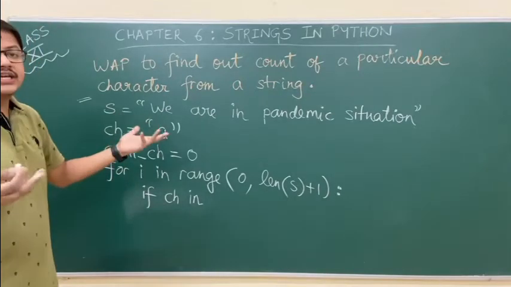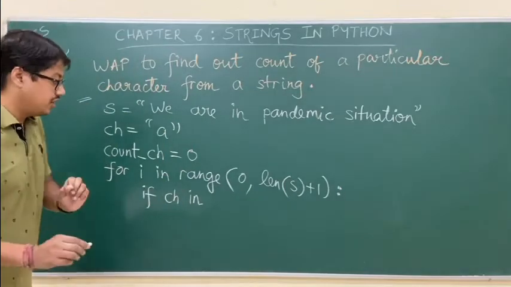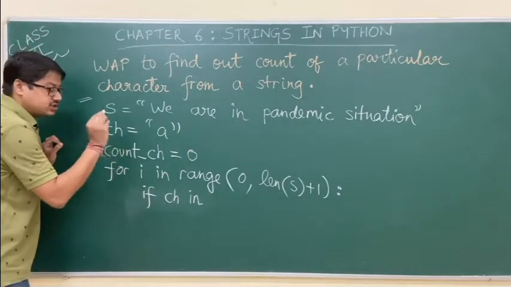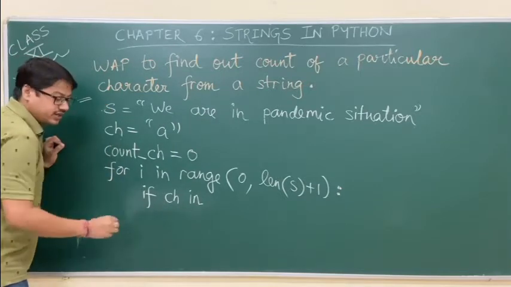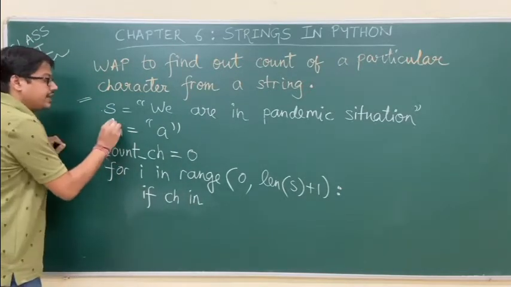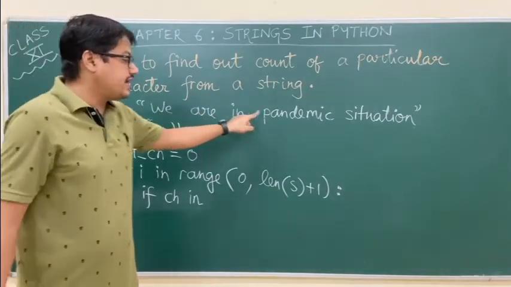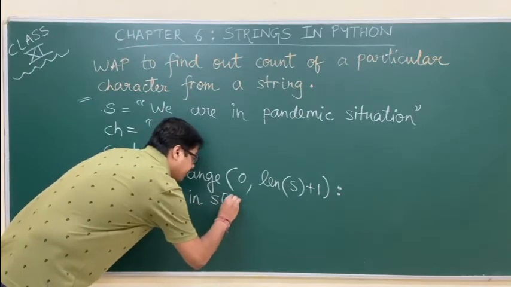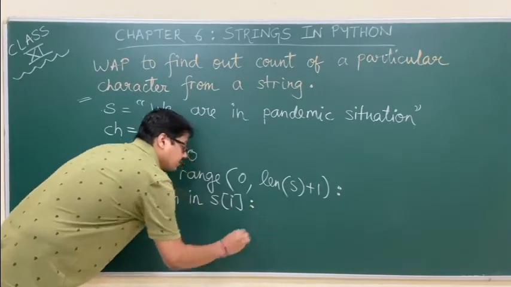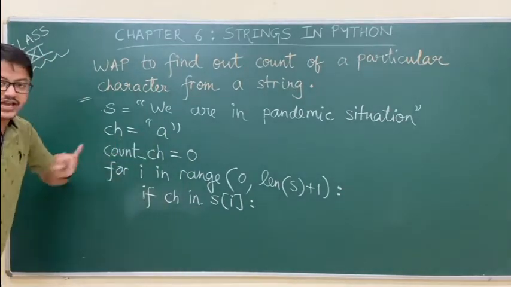And what gives me each and every character of string S? I repeat my words. CH we have to search in S. So I wrote a condition: if CH in. Now I just told you how we access each and every character of S, using S of I. Understand? If CH is A.